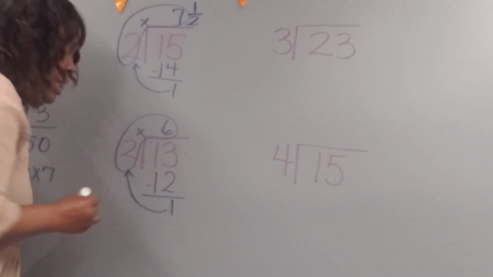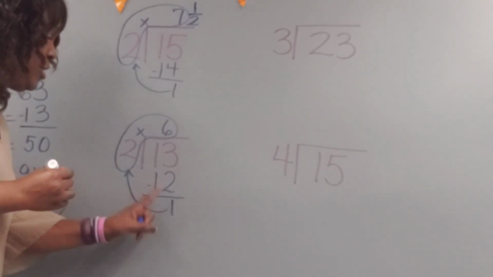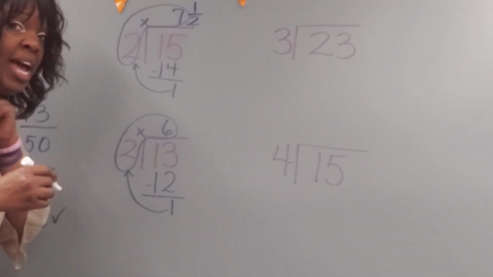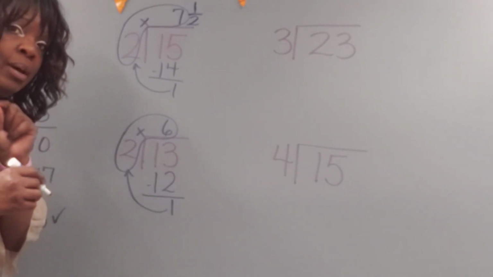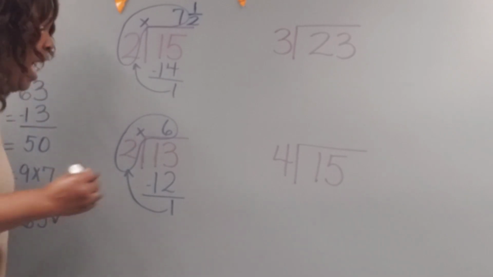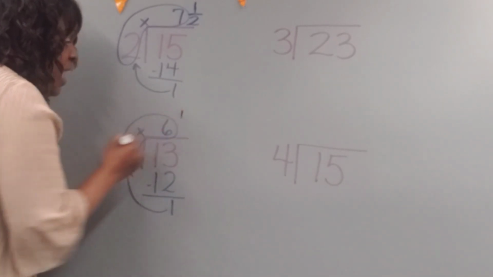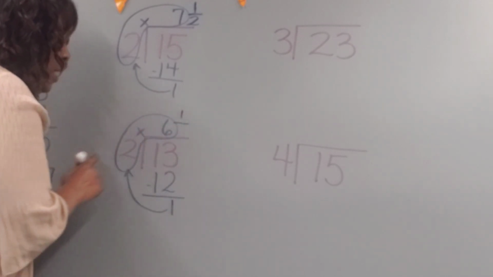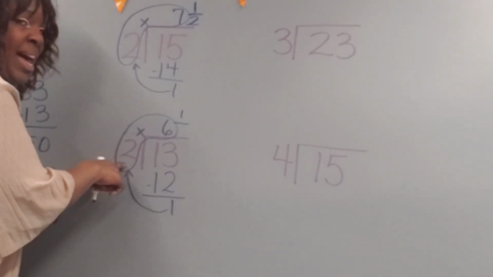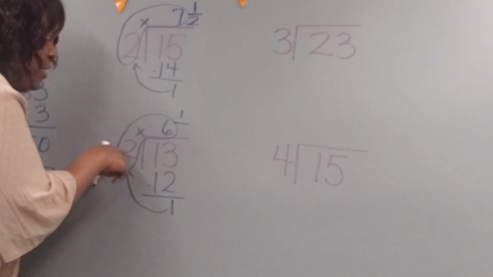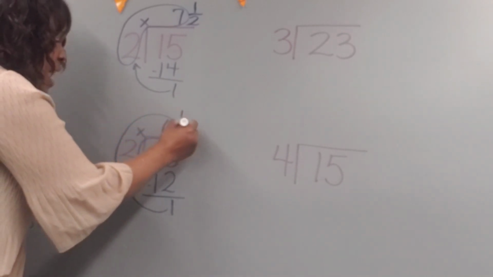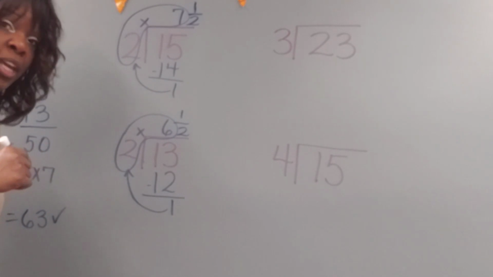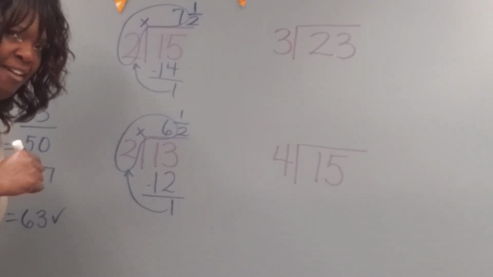Compare. Is it less? It is. So I don't have anything left to bring down, so this becomes my remainder, but I'm not going to write R period 1. What am I going to do? I'm going to put my 1 as my numerator, and what becomes my denominator? My divisor. Divisor becomes the denominator. So 13 divided by 2 equals 6 1/2.